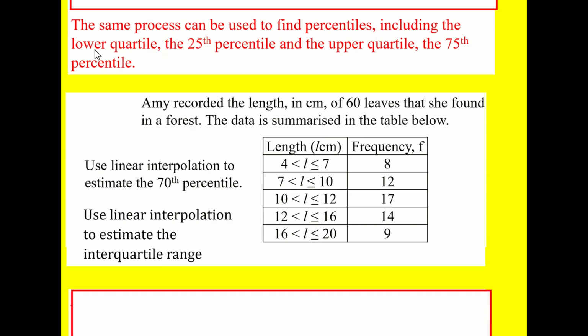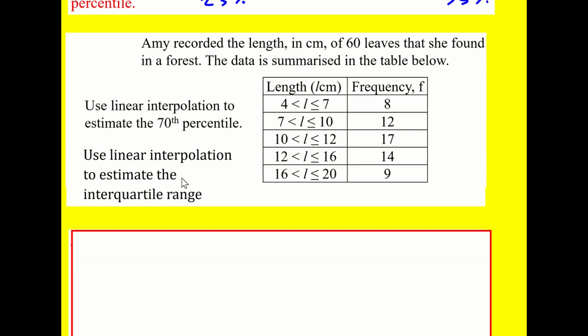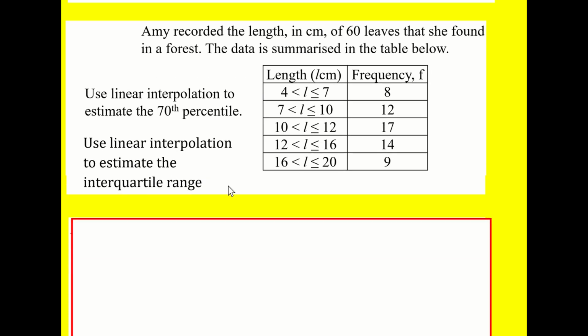So the lower quartile is actually the 25th percentile. It's 25% of the way through the data. And the upper quartile is 3/4 or 75% of the way through the data. But we don't have to just stop at that. We could also find the 70th percentile, which is 70% of the way through the data.